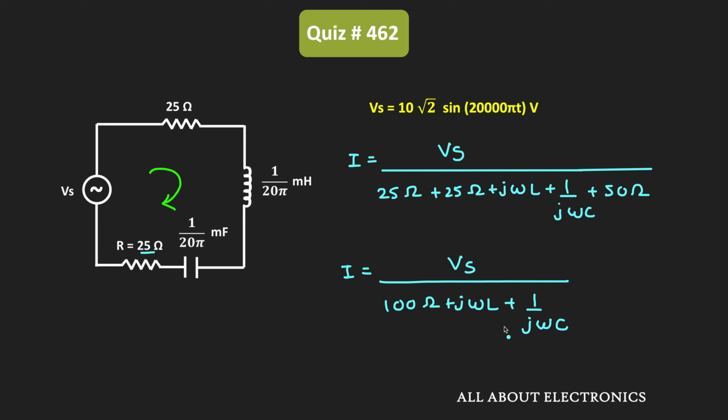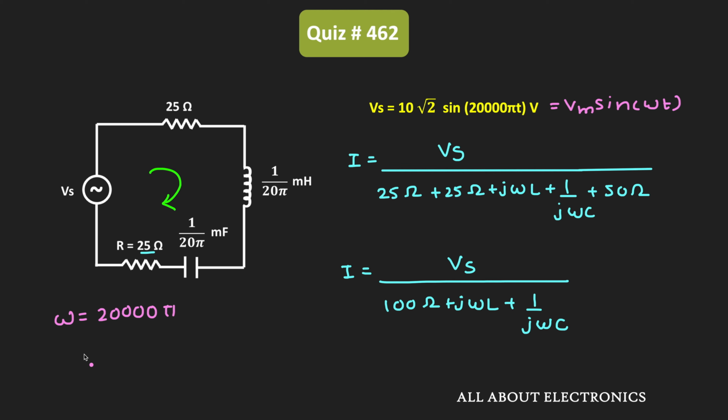So here we need to find the value of the j omega L as well as the 1 divided by j omega C. First of all, let us find the value of this j omega L, that is the reactance of this inductor. To find the value of the j omega L, first of all we need to know the value of the omega. For that, if we compare this equation with Vm sin omega t, then here the value of the omega is equal to 20,000 pi.